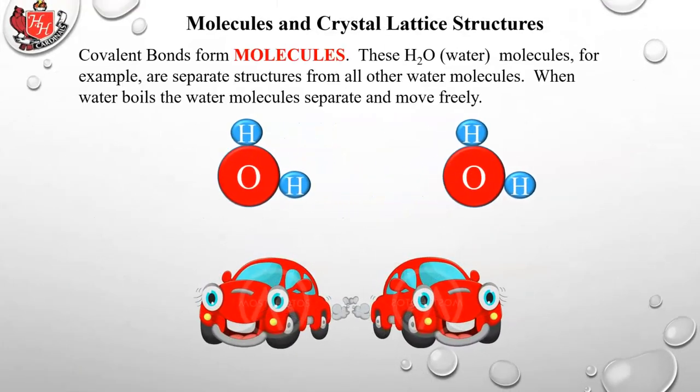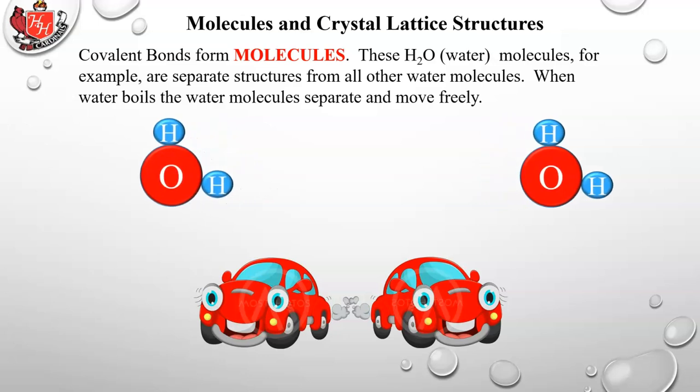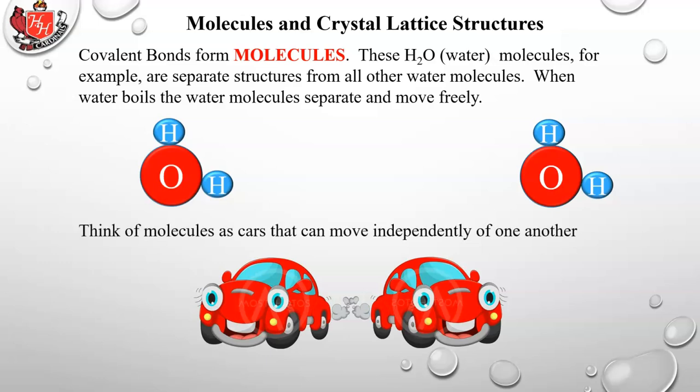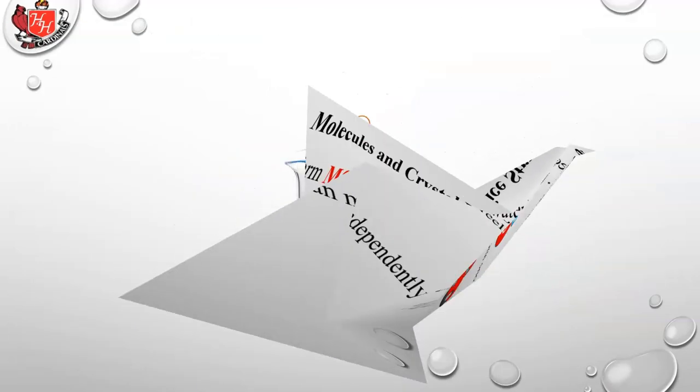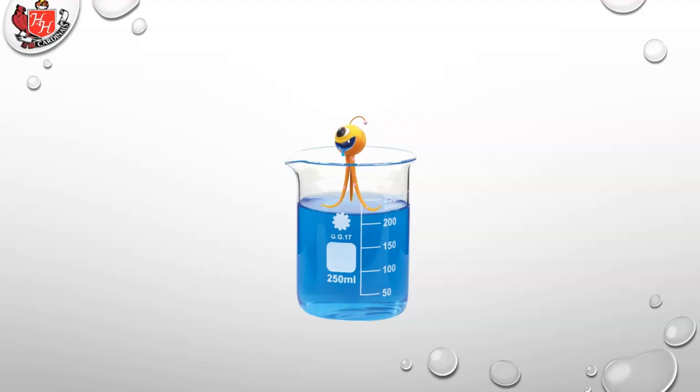Okay, so covalent bonds form molecules. These H2O water molecules, for example, are separate structures from all other water molecules. When water boils, the water molecules separate and move freely. So you'll notice some of the steam goes up in one direction, some of the steam goes in the other. So the analogy, unlike ionic bonds, which are like apartments in an apartment building, which you cannot separate from the apartment building, these are independent structures. So think of molecules as cars that can move independently like that. Okay, so that takes care of this lesson on covalent bonds, and we'll be talking about these throughout the entire course.